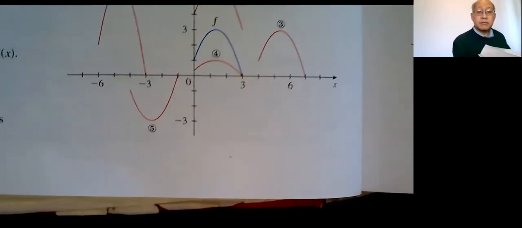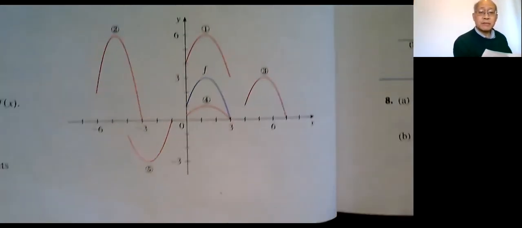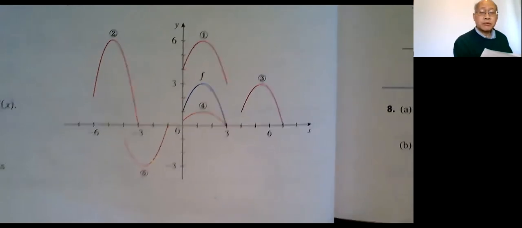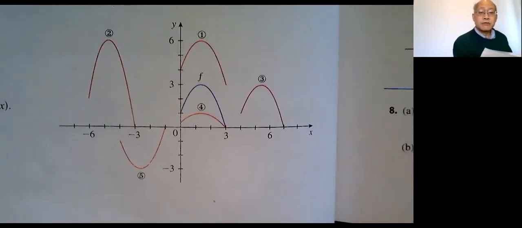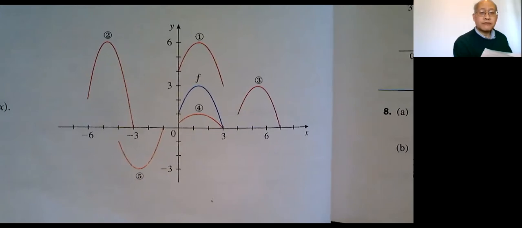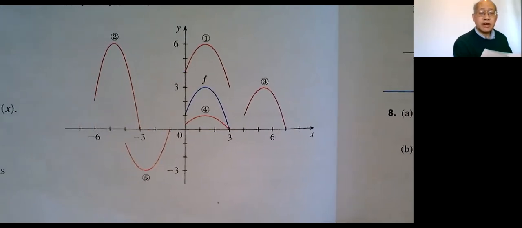So that looks like number 5, right? You can imagine a blue one. I can't point it to you because I don't have any more hands. But if you move it 4 to the left and then reflect across the x-axis, you get 5.